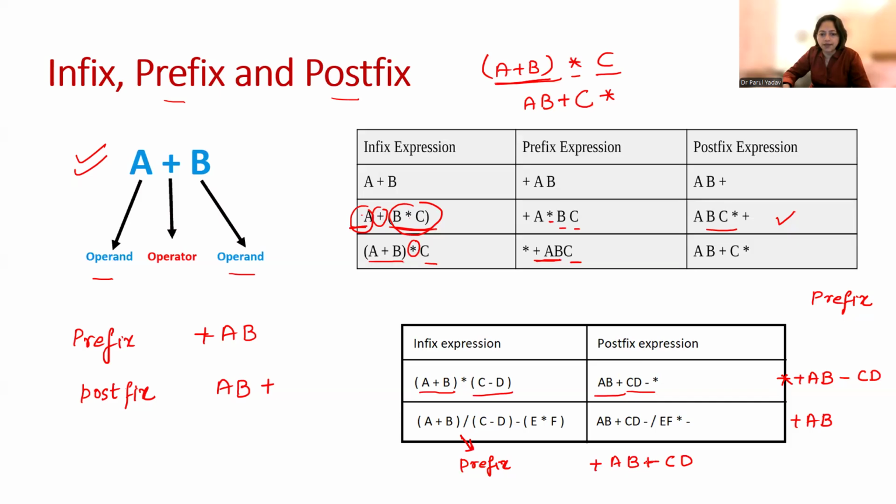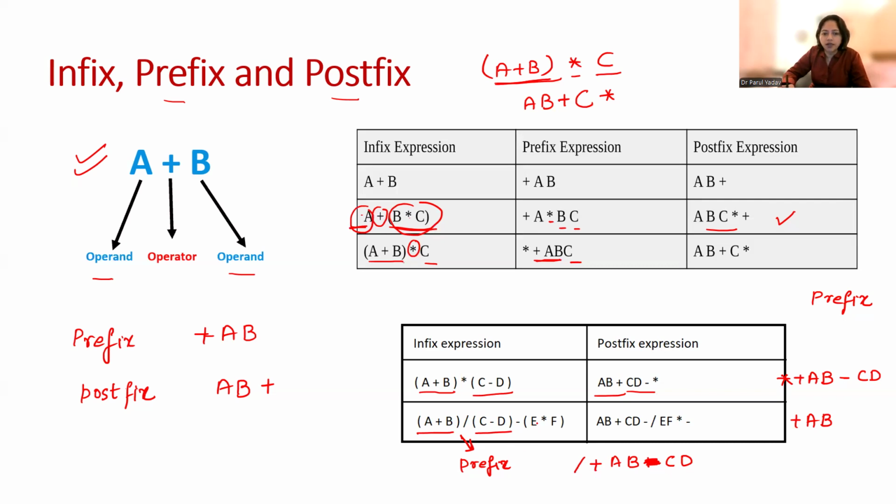So it will be minus C and D. Now on these two, we need to apply division operator. So this is first operand, this is second operand for the division. So you will write division of first operand and second operand.